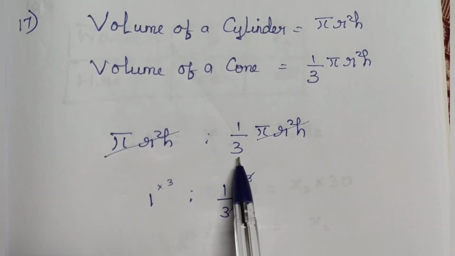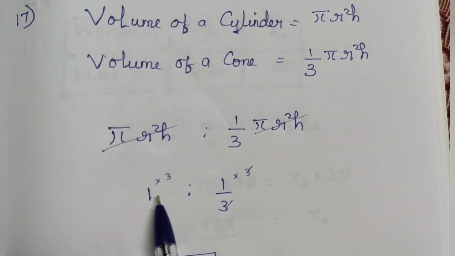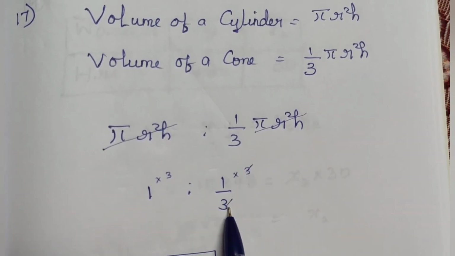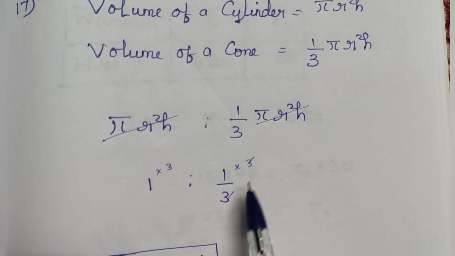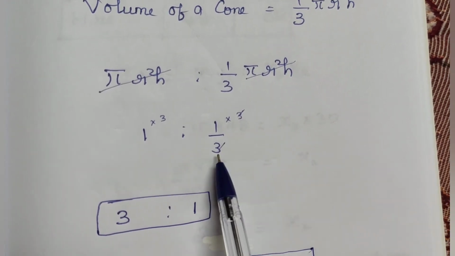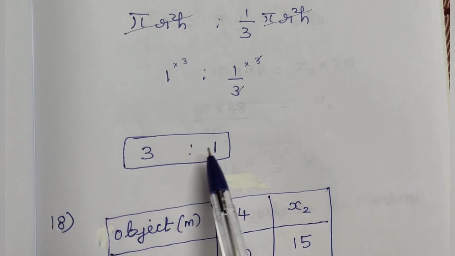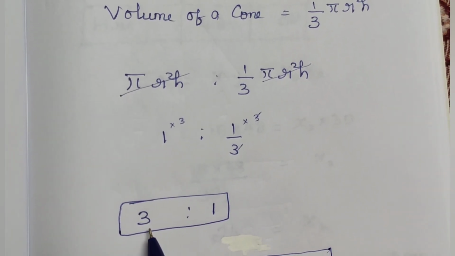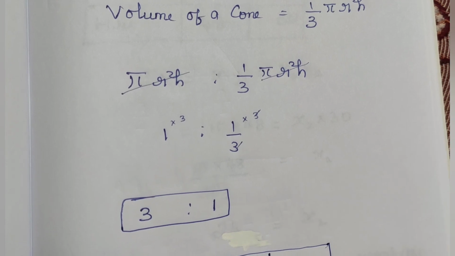Pi r squared h is to 1 by 3 pi r squared h. Pi r squared h cancel. So here 1 is to 1 by 3. The denominator is 3. So multiply both by 3. 1 into 3, 3 is to 1 by 3 into 3. 3 gets cancelled, 1. So the volume of the cylinder is 3 times the volume of the cone. The ratio is 3 is to 1.